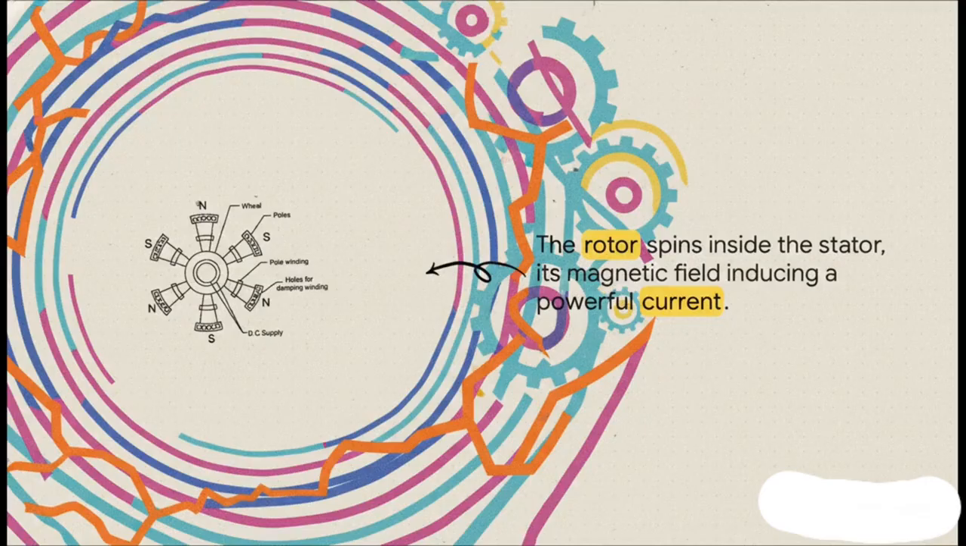So you put them together and bam, you've got the heart of the alternator. The rotor spins inside the stator. Its magnetic field cuts across those stationary wires over and over again, and that induces a powerful alternating current. It's simple, it's elegant, and it is unbelievably effective.